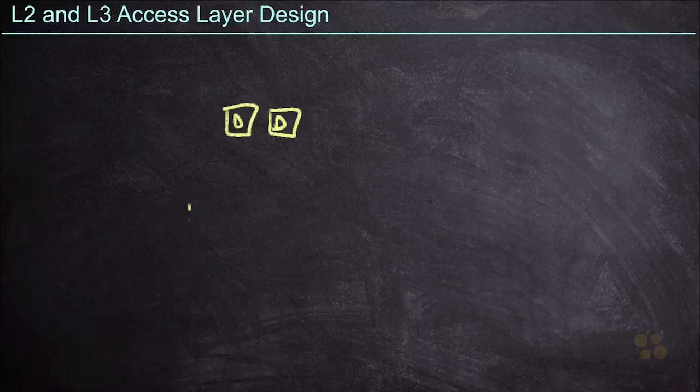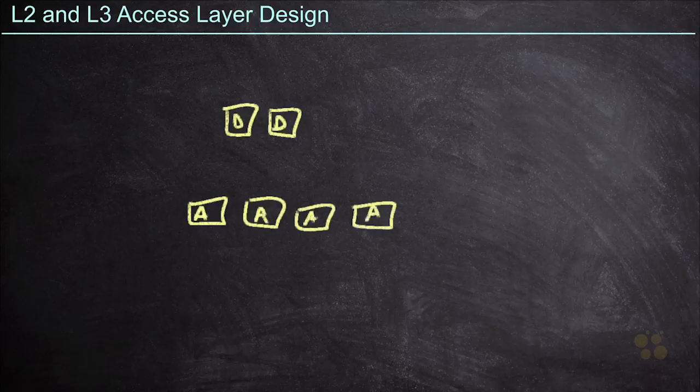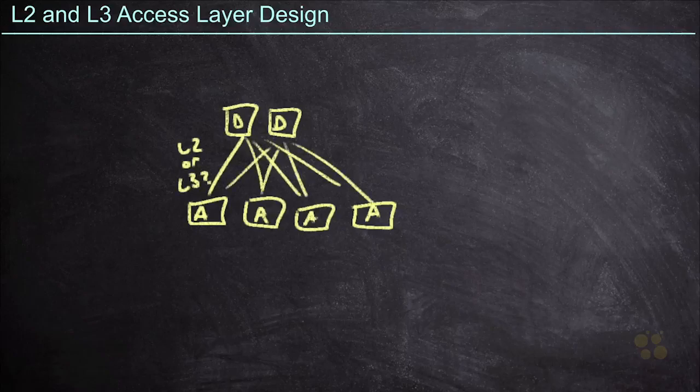to be connecting down to the access layer. And so we're going to have a set of access layer switches that have to connect back, and we have to make this decision about whether this access layer is going to connect back at layer 2 or layer 3. So as we draw this out, what do we need to consider when making this decision?